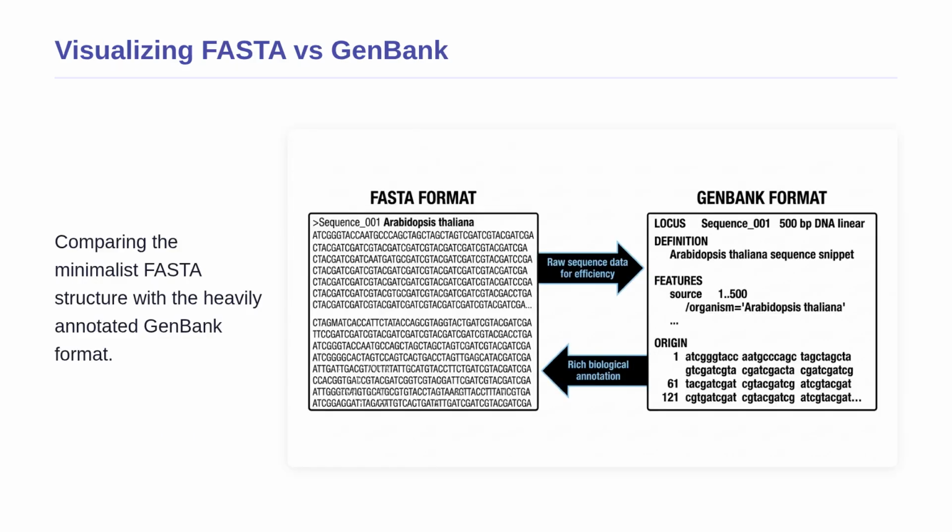Having calculated the storage and information metrics, let us visually compare these two formats. On the left, you see the FASTA file structure. Notice how simple it is. Just a single header line, starting with a greater than symbol, immediately followed by the raw sequence data. This is built for pure efficiency. On the right, you see the GenBank file structure. It is much more complex, featuring distinct sections like locus, definition, and features before we even reach the origin where the sequence begins. This structure is designed to hold rich biological annotations.